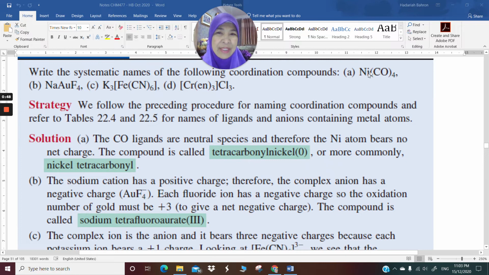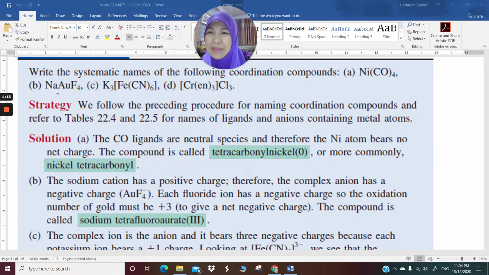So very quickly, this species here, Ni(CO)4, is tetracarbonyl nickel(0). Tetracarbonyl nickel(0), because this nickel is in the 0 oxidation state, because the carbon monoxide carries with it 0 charge. So there is no charge on the nickel.